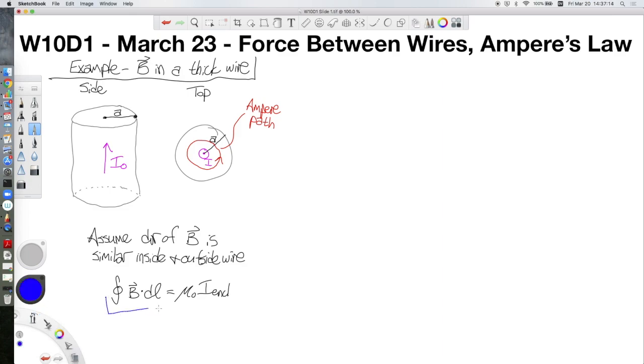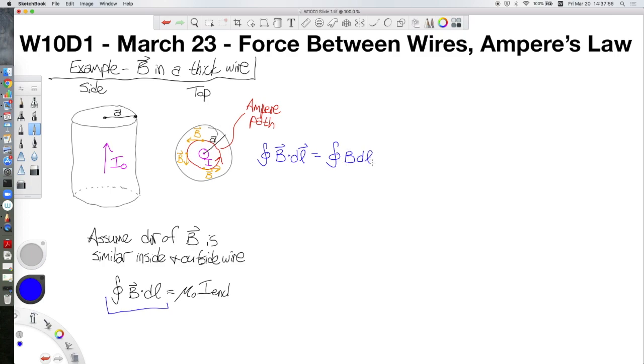So the integral of B dot dl, well, if we're assuming the magnetic field is in the same direction, let me use similar colors to what I did before. That would be to the left here, down here, and so on, basically following the direction of the Ampere path. So that means our integral of B dot dl, if B and dl are always in the same direction as each other, just simplifies to the integral of B times dl.